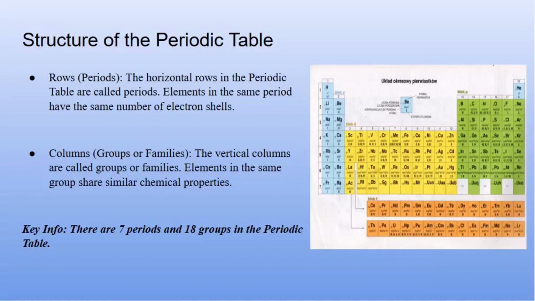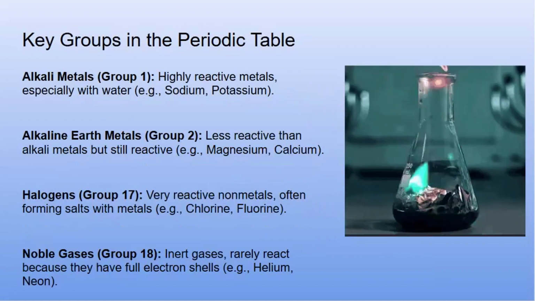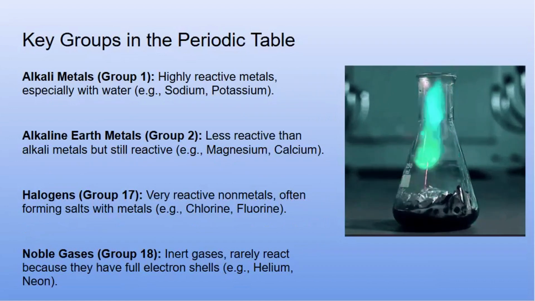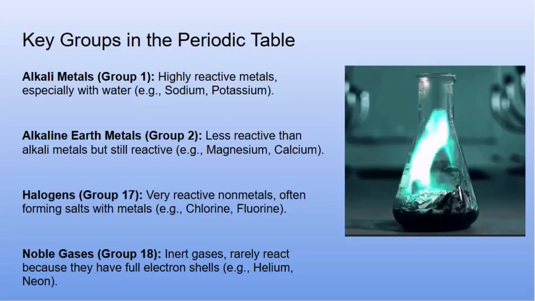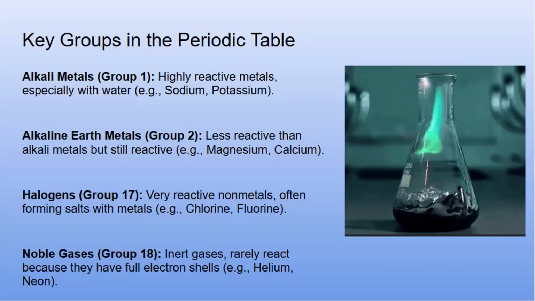And our next point is key groups in the periodic table. Now let's look at some of the most important groups you will come across. Group 1 is alkali metals. These are soft, shiny metals like sodium and potassium. They are extremely reactive, especially with water. Group 2 is alkaline earth metals. These are slightly less reactive but still very active. These include magnesium and calcium.